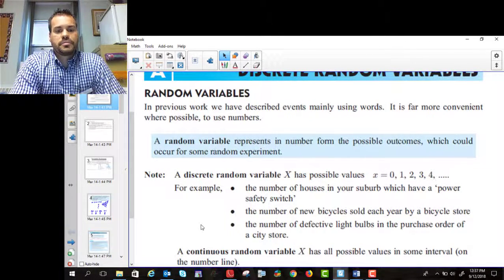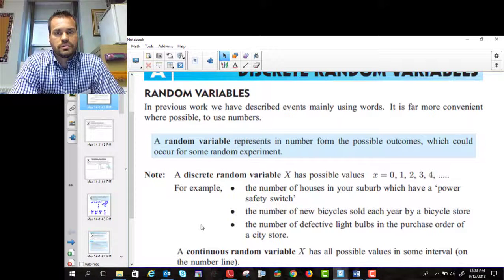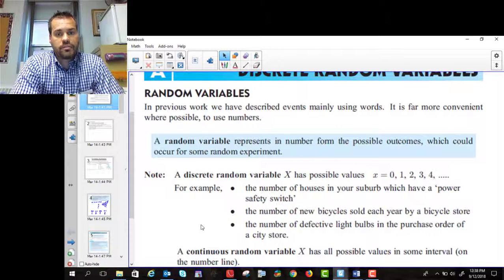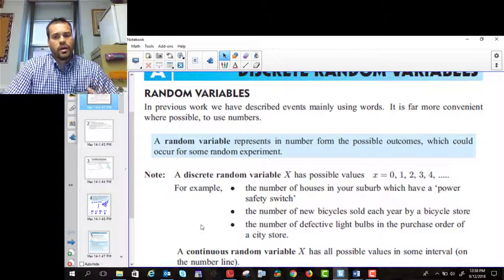but there's a difference between discrete and continuous. We already talked about this, but with discrete, you have possible values of 0, 1, 2, 3, 4. There's no partial values. So a couple of examples they give: the number of houses in your suburb which have a power safety switch. So it either has it or it doesn't. There's no other option. You can't have half the switch. The number of new bicycles sold. You either sell a bicycle or you don't. You don't sell half the bicycle, or a quarter, or an eighth, or whatever the case might be. So whenever something is either whole or not able to be split, then you have a discrete random variable.